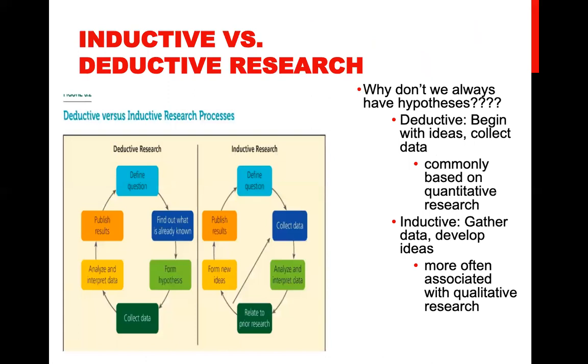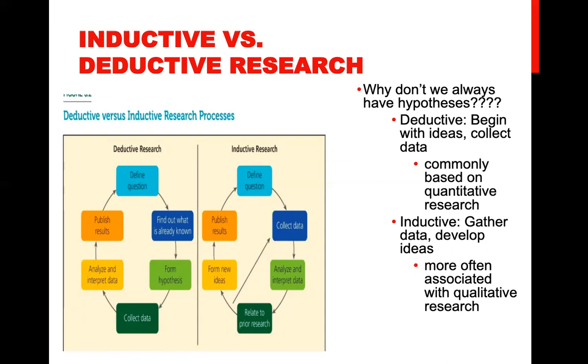Now, we're skipping ahead. I mentioned that step four, constructing a hypothesis, is not always necessary in sociology. And that's because in sociology, as well as some other social sciences like anthropology, for instance, there are actually two different types of research that researchers can engage in. One is called deductive research and the other one is called inductive research. And I give you a nifty little model there.